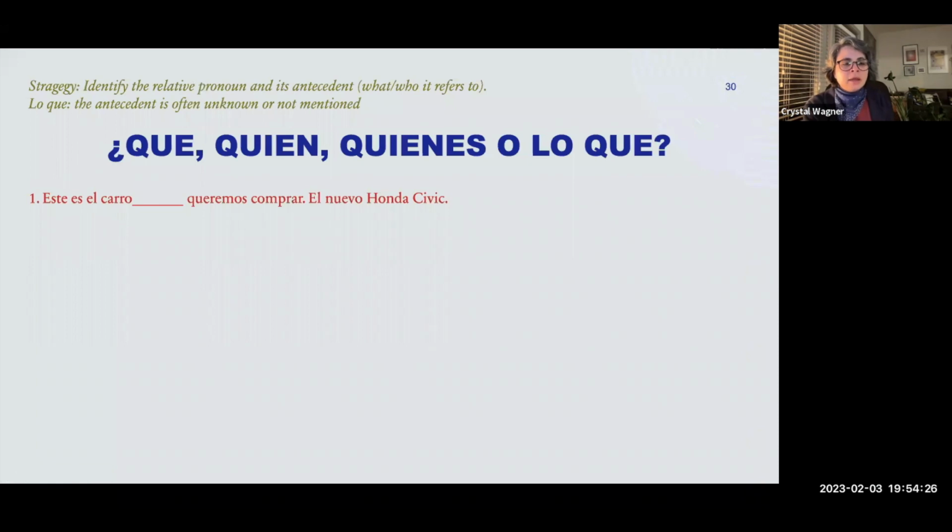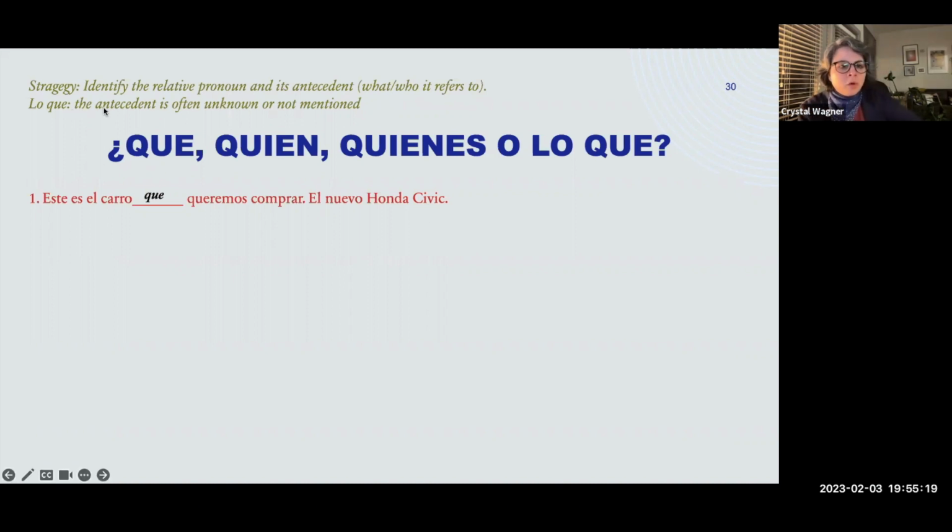Ahora, vamos a practicar. The strategy, la estrategia es identificar el antecedente. Identify the antecedent. ¿Qué es el antecedente? What is being referred to or who is being referred to in the sentence before this relative pronoun, okay? Por ejemplo, este es el carro. This is the car. This is a particular noun, right? Queremos comprar el nuevo Honda Civic. It's talking about something and it's describing it and kind of defining it. Que would be. And also, no es quienes. It is not quien or quienes because it's not people, right? And it's also not lo que because, once more, it's not a particular idea. It's actually a specific noun. Correcto.